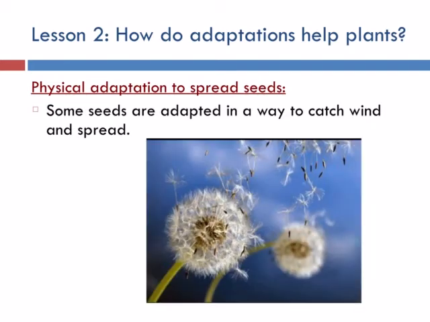Some plants, in order to spread their seeds, instead of having brightly colored petals, have seeds that are easy to catch wind, as you can see in the picture in front of you, and this is one physical adaptation that helps them spread their seeds.